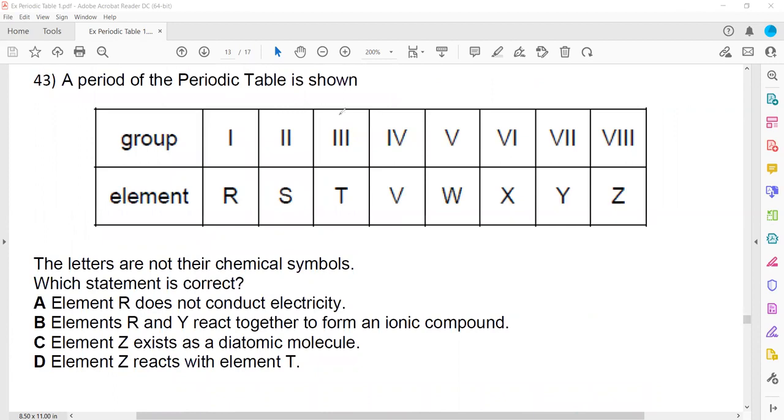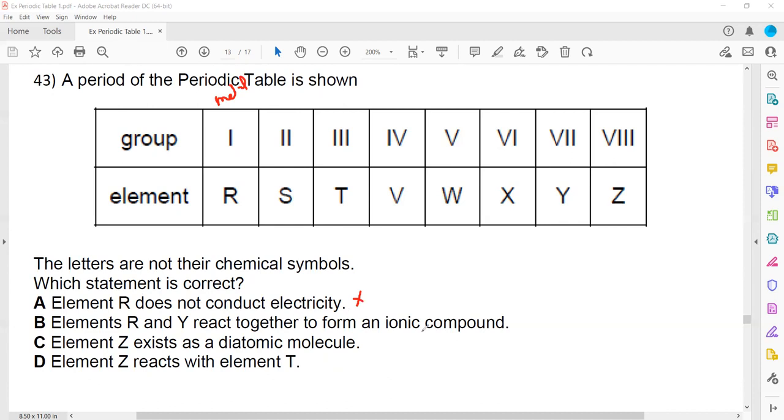A period of the periodic table is shown. So different groups are there: group 1, group 2, group 3, 4, and so on. The letters are not their chemical symbols. Which statement is correct? R does not conduct electricity. That is wrong, because R is a metal and metals can conduct electricity.